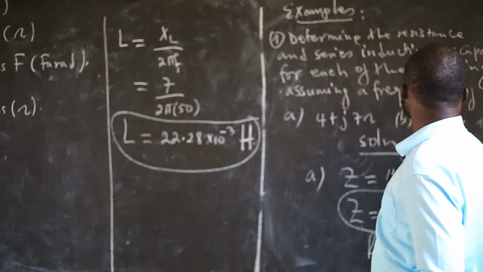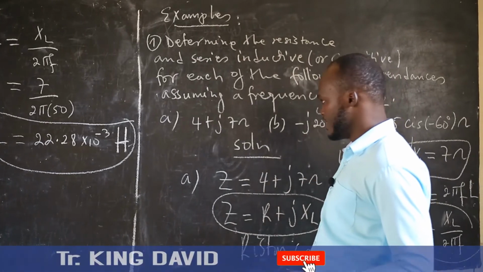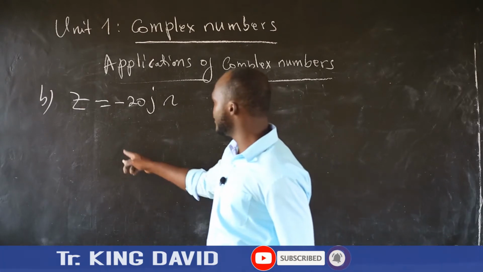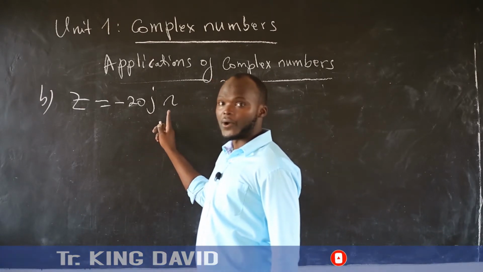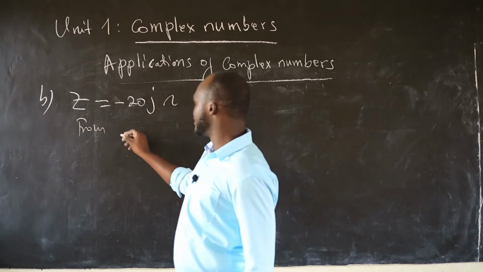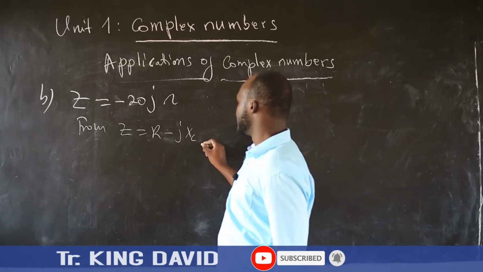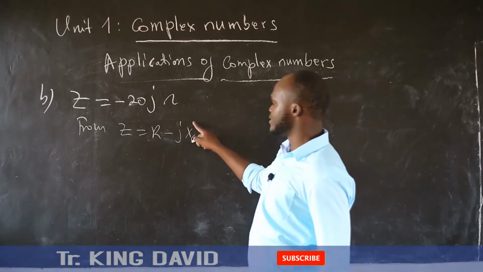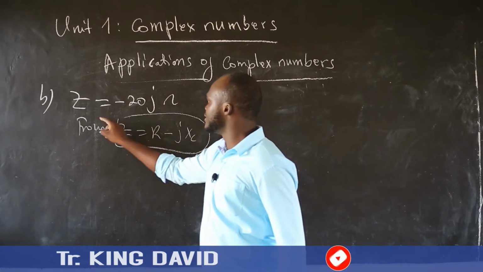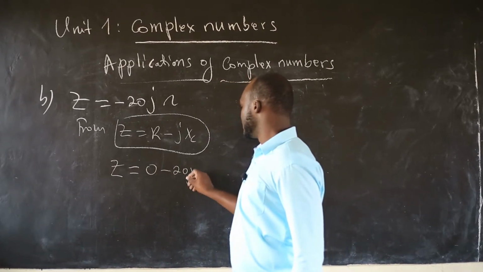So let us now get the remaining. Okay, we are going to do number B. Let us start B. Our B, Z equal to negative j20 ohm. When there is a negative, it means that it is like Z equal to R minus jXC, where XC is capacitive reactance. So from this formula, you can see that our Z will be equal to 0 minus j20.